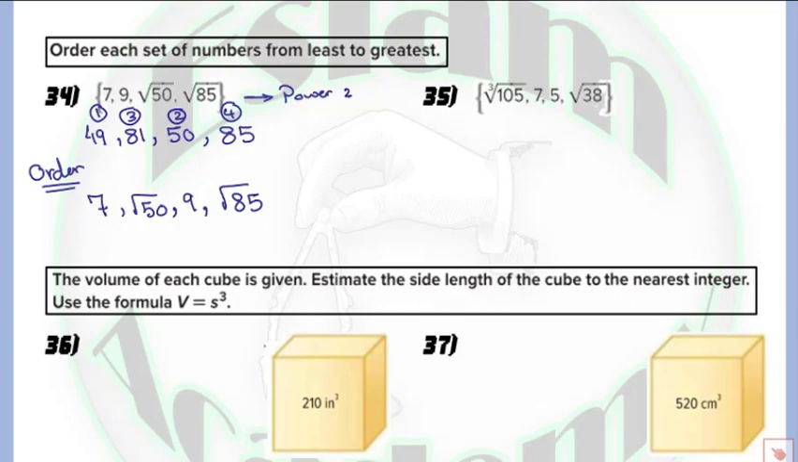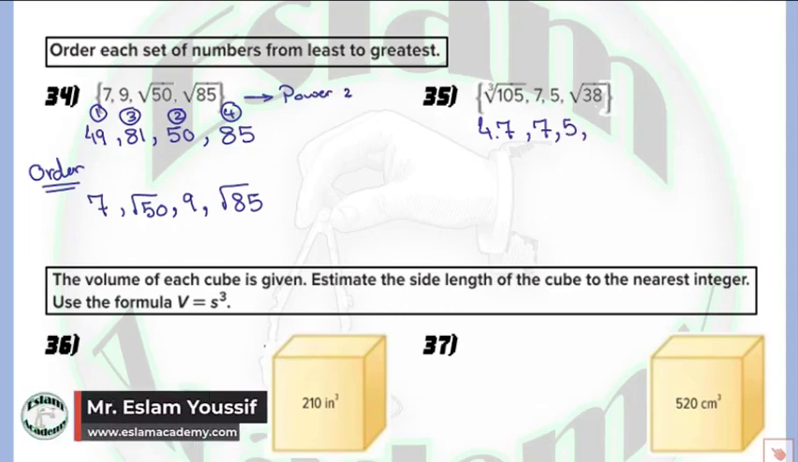In question number 35, we have the cubic root of 105, 7, 5, and the square root of 38. By using the calculator, we'll find that the cubic root of 105 is approximately equal to 4.7. The next number that we have is 7. After that, we have 5. By using the calculator, we'll find that the square root of 38 is approximately equal to 6.2.